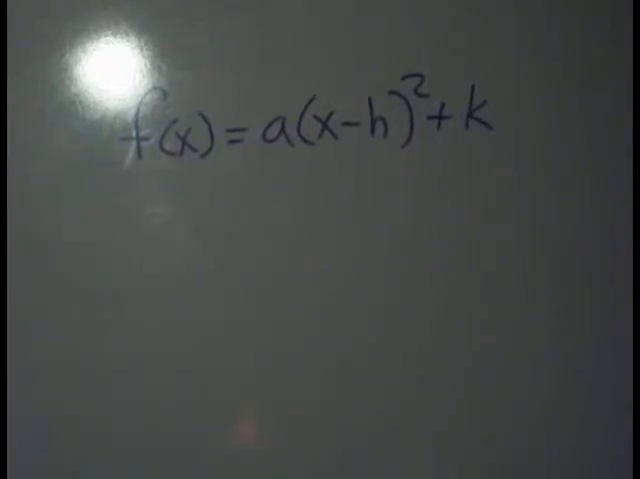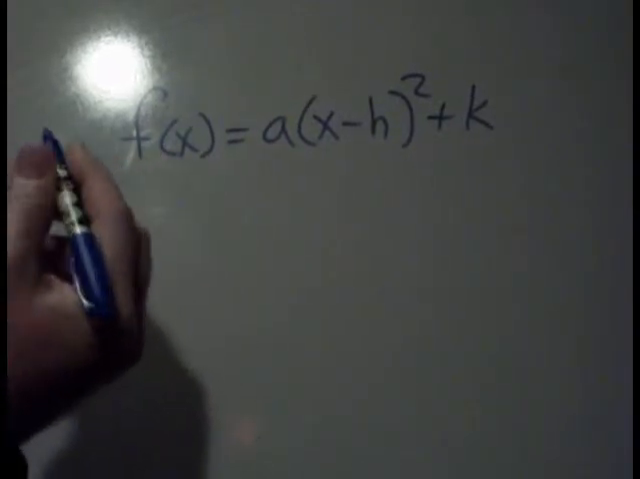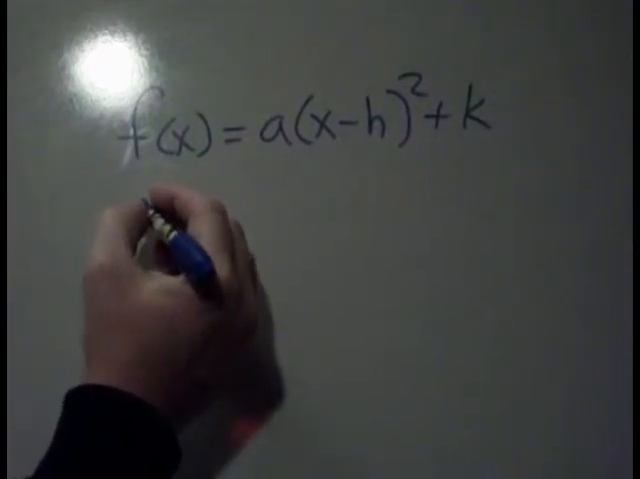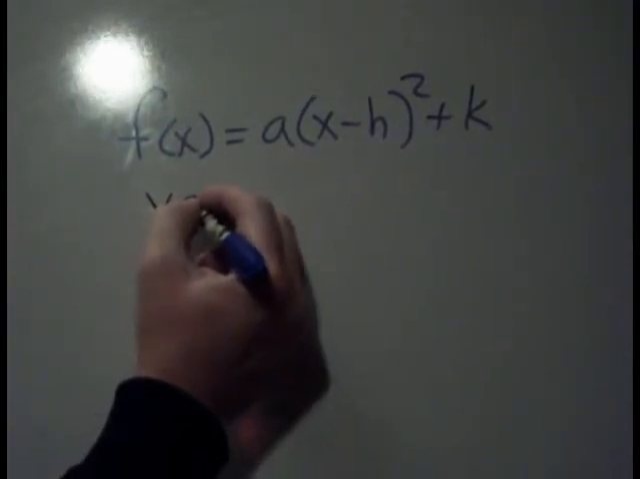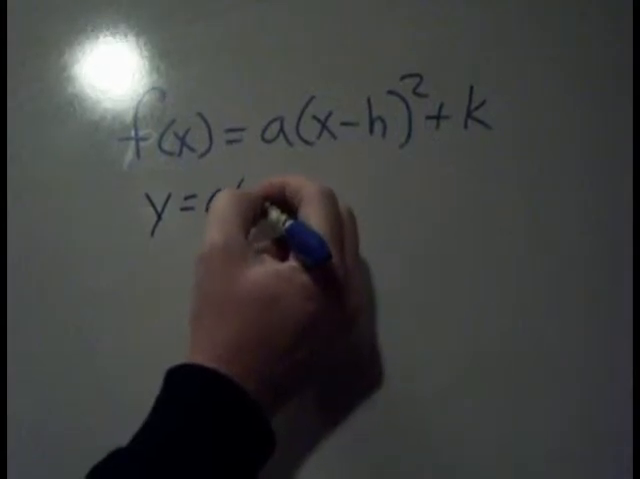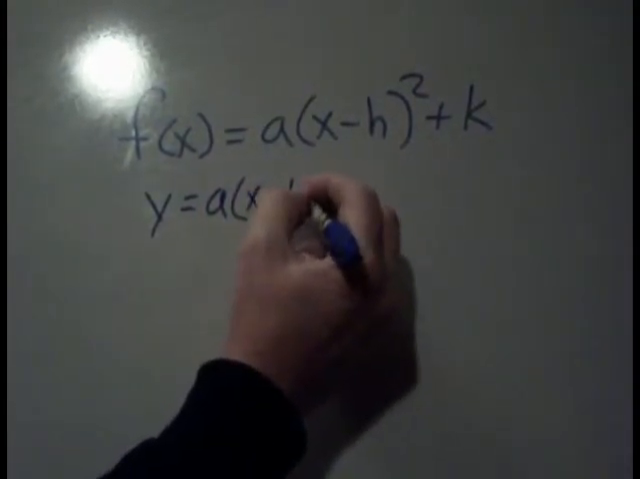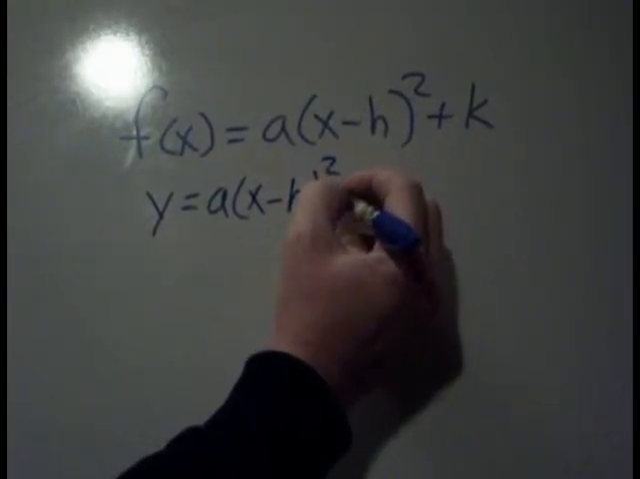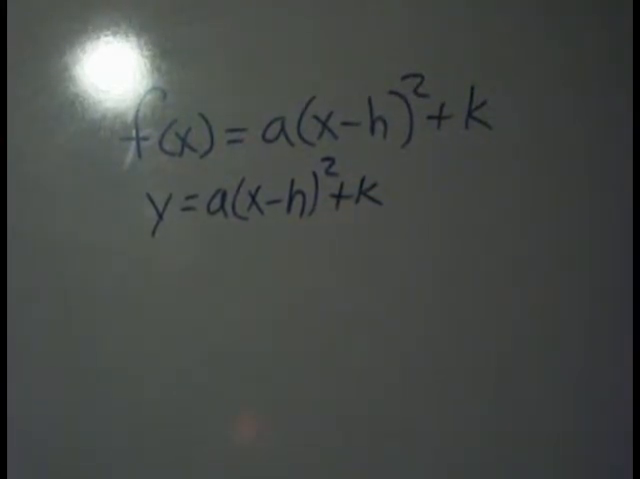Now, I already told you the difference between a relation and a function. The thing is that this f of x, if you wanted to go a little bit further with this, you could actually write this out as y equals a times x minus h squared plus k. Now, why would we want to write it like this instead of like this? Well, I'm going to show you something that you're going to be sitting there thinking, this looks kind of familiar.